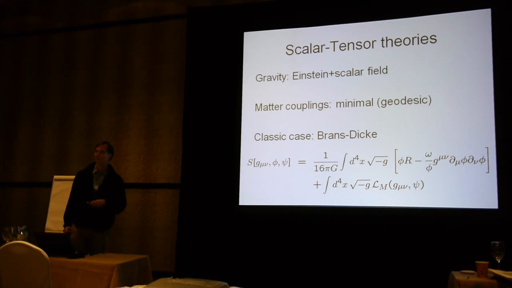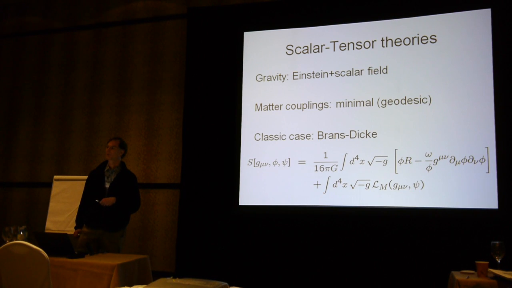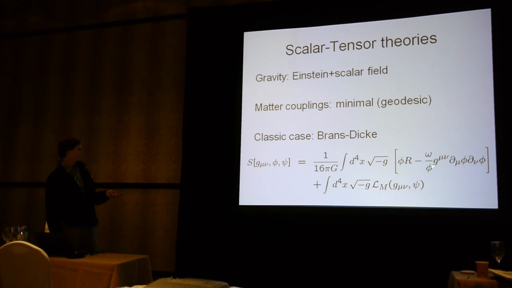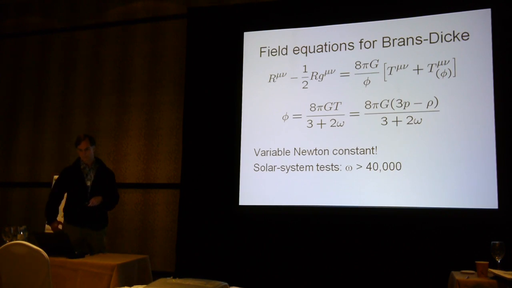This is a theory that was introduced as an alternative to general relativity when measurements were started to test general relativity on solar system scales. And it's the Jordan frame because the matter fields couple directly to the metric, so matter moves along geodesics, but the Einstein equations are going to be modified by this scalar field.